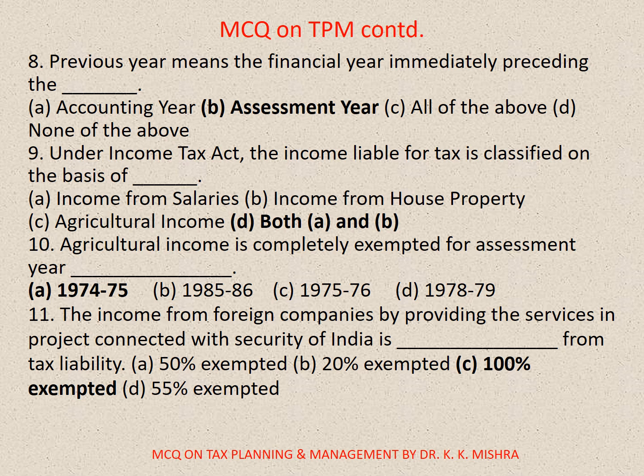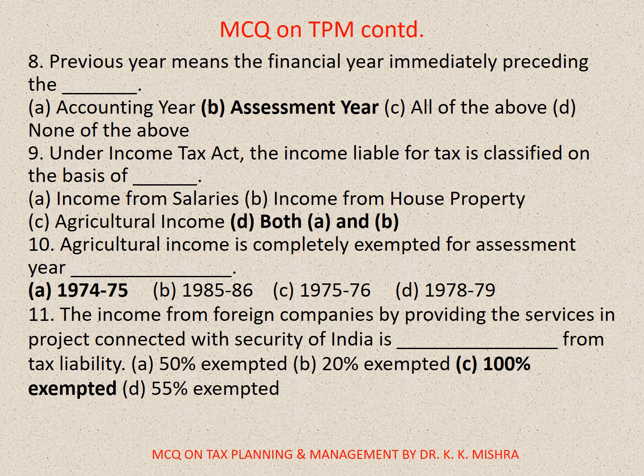Assessment year. 9. Under the Income Tax Act, the income liable for tax is classified on the basis of dash. A. Income from salaries, B. Income from house property, C. Agricultural income, D. Both A and B. Correct option is D. Both A and B. 10. Agricultural income is completely exempted from assessment year dash. A. 1974-75, B. 1985-86, C. 1975-76, D. 1978-79. Correct option is A.